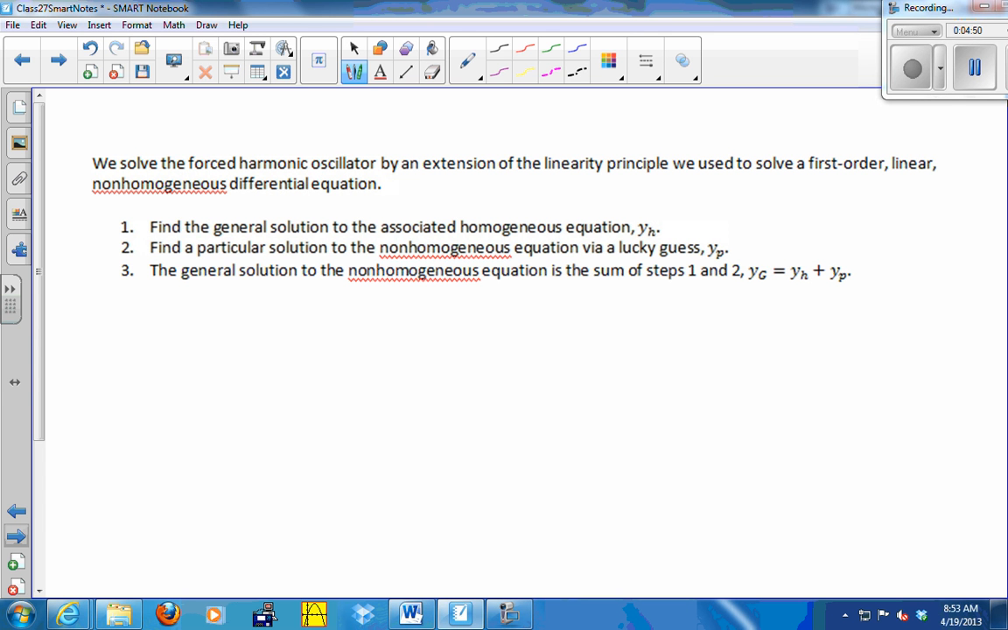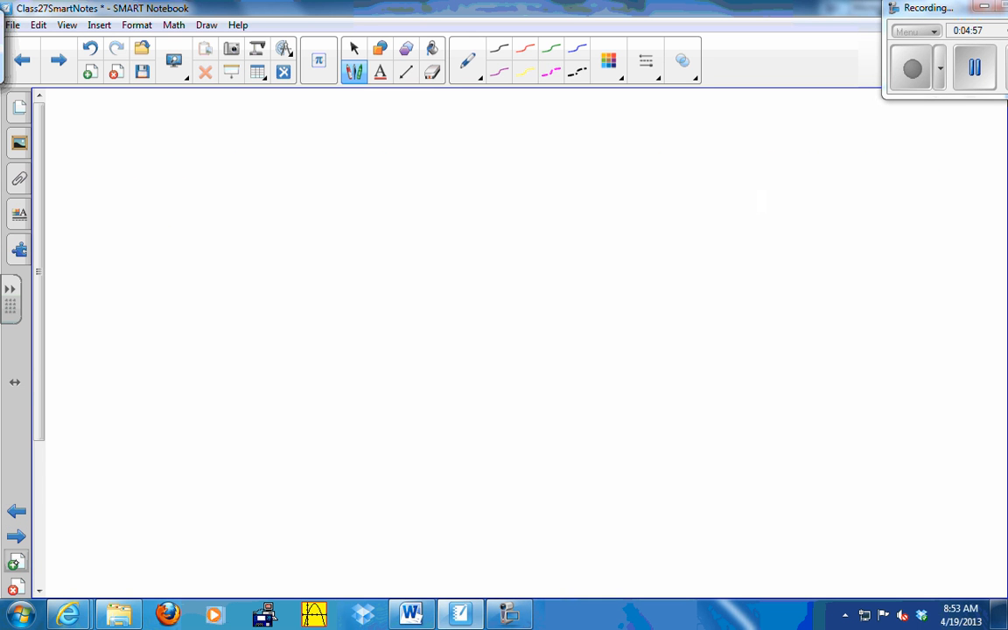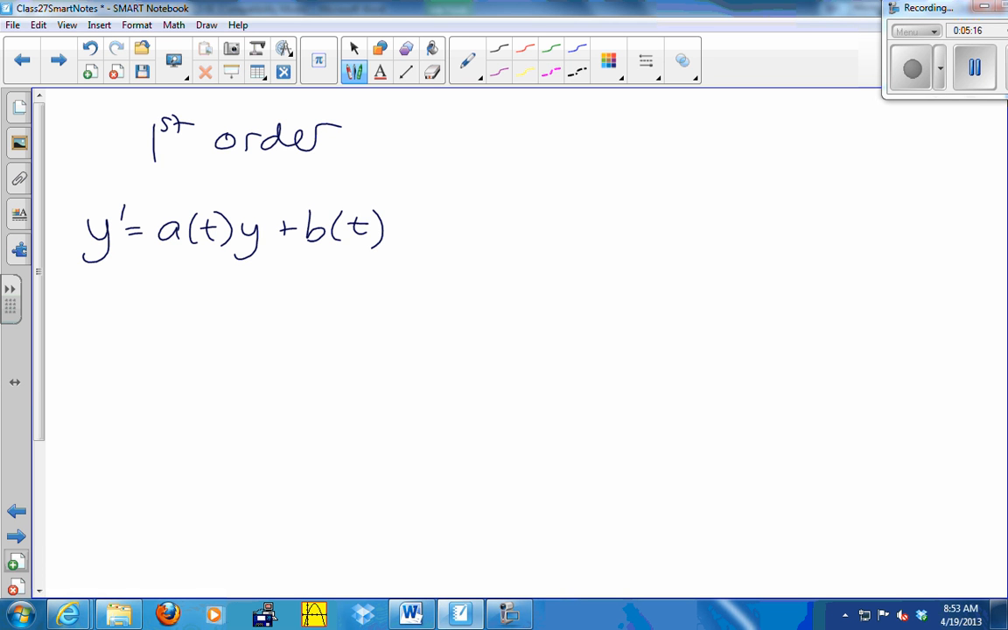Homogeneous is when it equals 0. I thought we said it was when you, like for... Yes. So for first order, that's a non-homogeneous, and the associated homogeneous was just y prime equals a of t y.